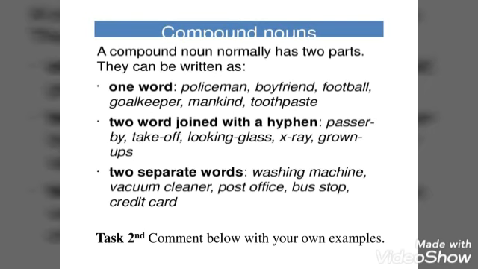Compound nouns. A compound noun normally has two parts. They can be written as one word. For example, policeman, boyfriend, football, goalkeeper, mankind, toothpaste. Two words joined with a hyphen: passerby, take-off, looking-glass, X-ray, grown-ups. Two separate words: washing machine, vacuum cleaner, post office, bus stop, credit card. Task number 2. Comment below with your own examples.